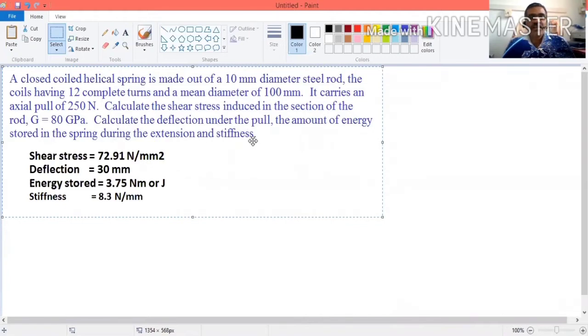So we need to calculate four things. One is shear stress, another one is deflection, then the amount of energy stored in the spring, and stiffness. These are all the four we need to calculate.